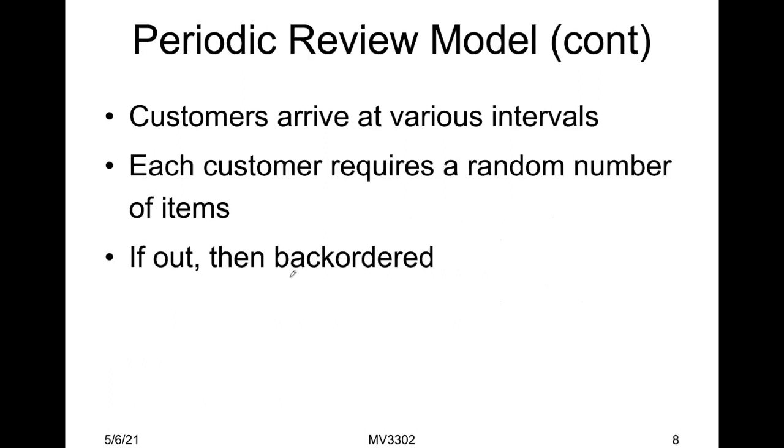Okay, so for this model, our customers are going to arrive at various intervals, and each customer is going to require a random number of items. And if we're out of them, then we're going to back order them. In other words, we have captive customers. If we don't have it and they want it, we're going to back order it, which means we can't give it to them right now, but the next time they come in, then we'll get it. I'm sure you've all had situations more or less like this.